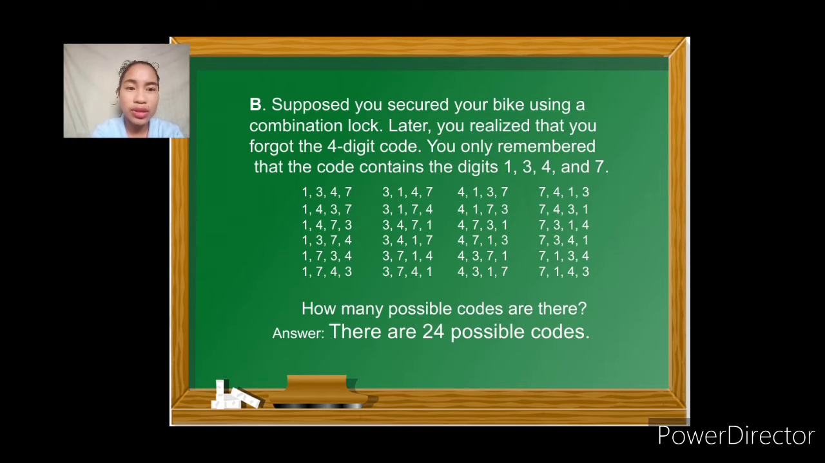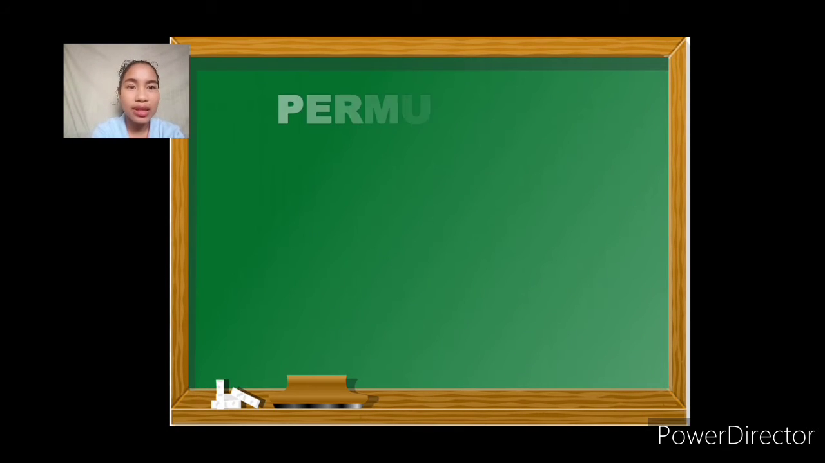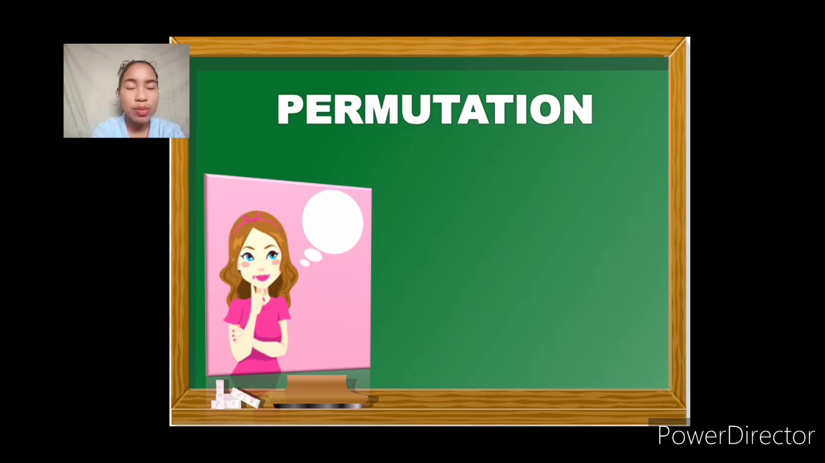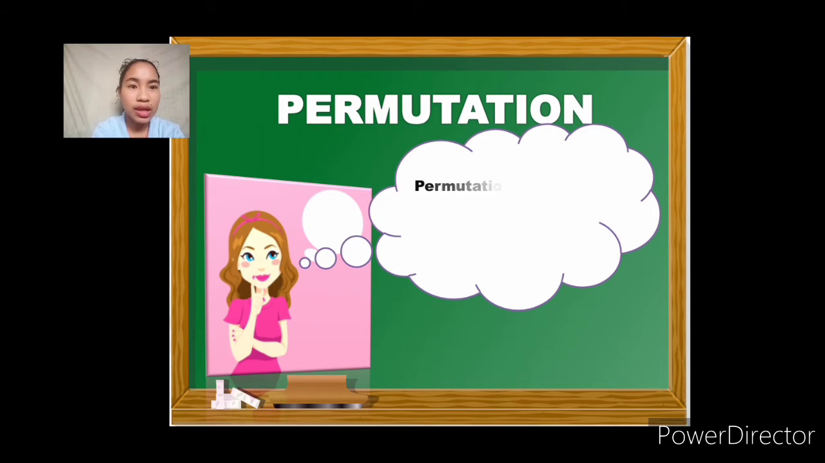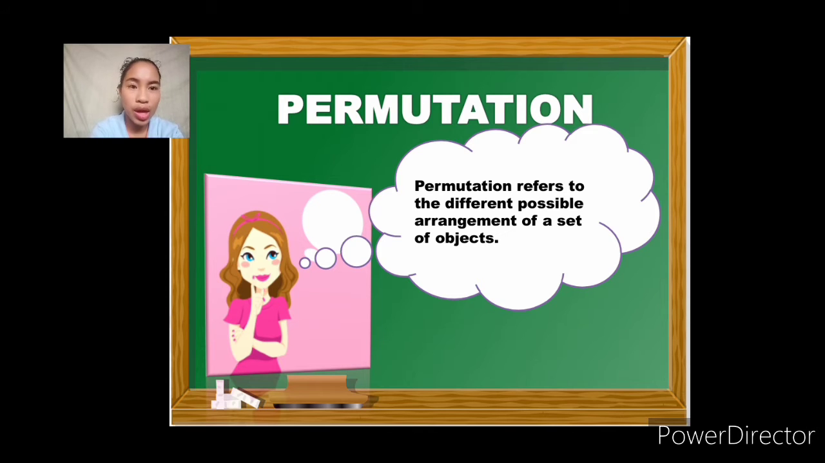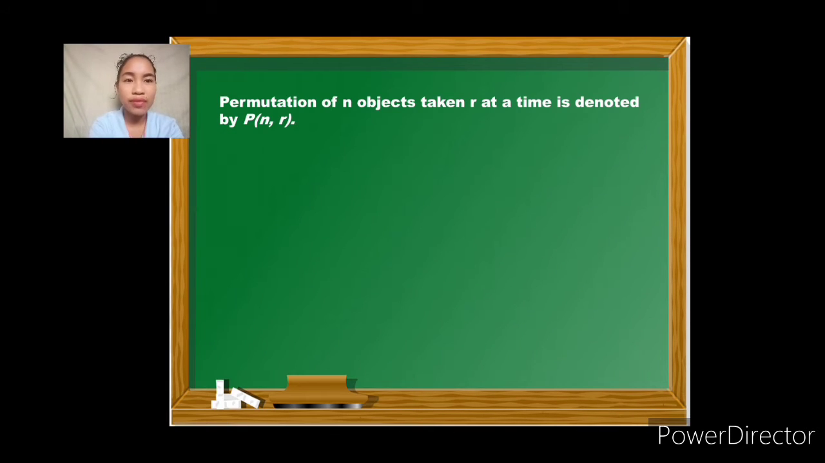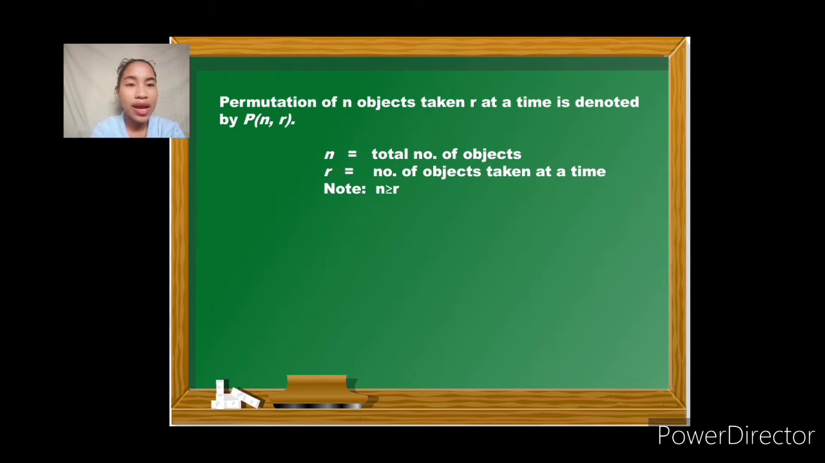So what do you call these arrangements? Yes, we called it permutation. But what is permutation? Permutation refers to the different possible arrangements of a set of objects. The permutation of n objects taken r at a time is denoted as P(n, r), where n is the total number of objects and r is the number of objects taken at a time. Note that the value of n must always be greater than or equal to r.